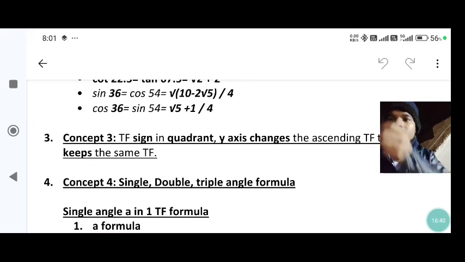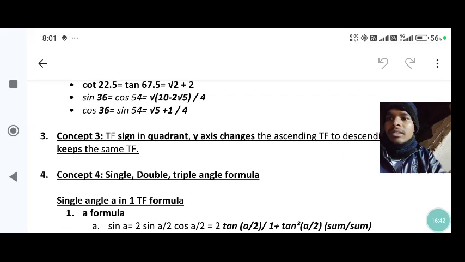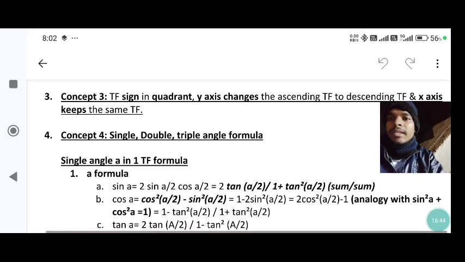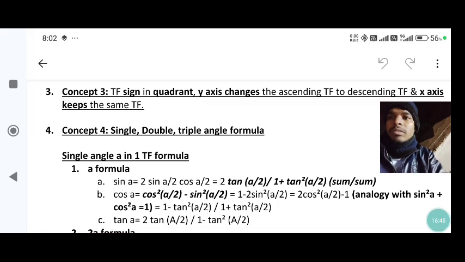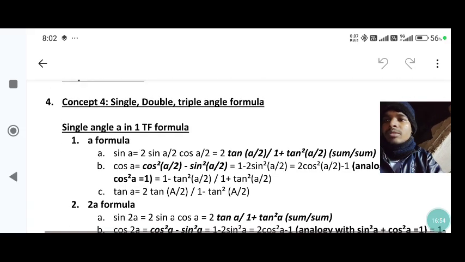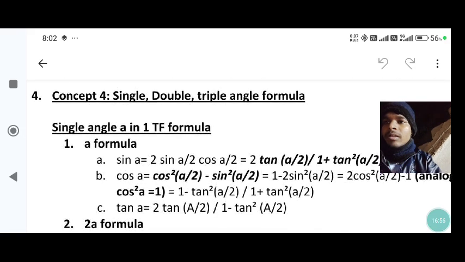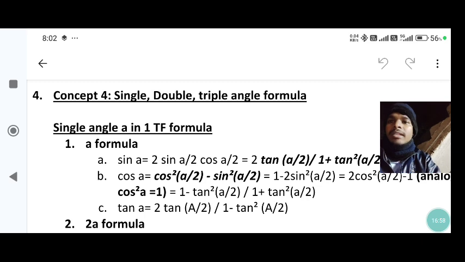Now concept 3 is trigonometric signs in quadrants, where all, sin, tan, cos are positive in their respective quadrants. The y-axis changes the trigonometric function to its co-function, and the x-axis gives the same trigonometric function. Concept 4 is the single, double and triple angle formula.